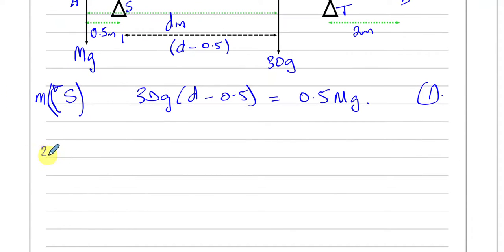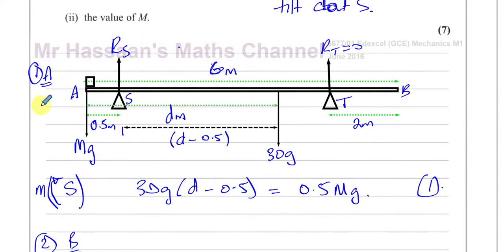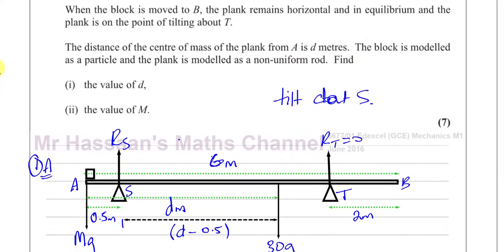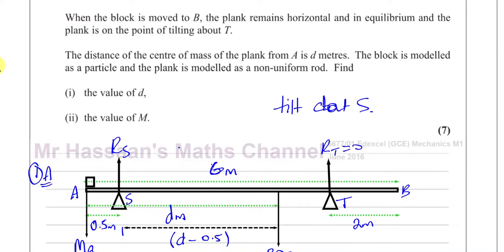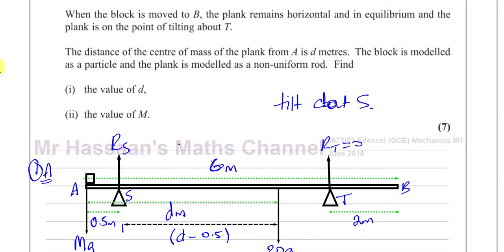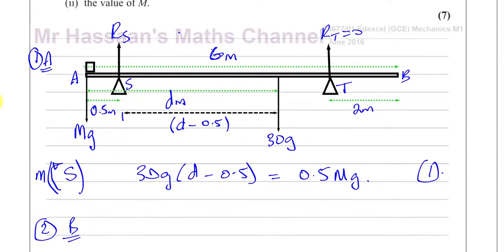Now the second situation is when it's about to tilt. It says when you move the force mg, when the block is moved to B, then it's about to tilt on T. So in that second situation, everything else is the same, so what I'll do is copy this situation and bring it down there.